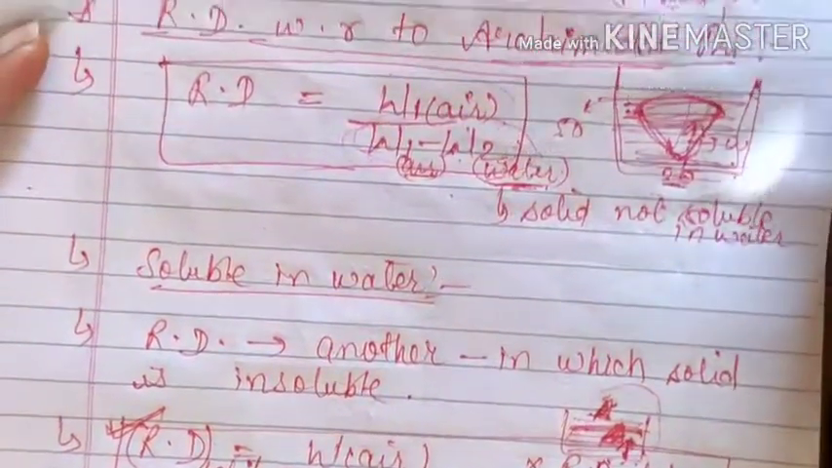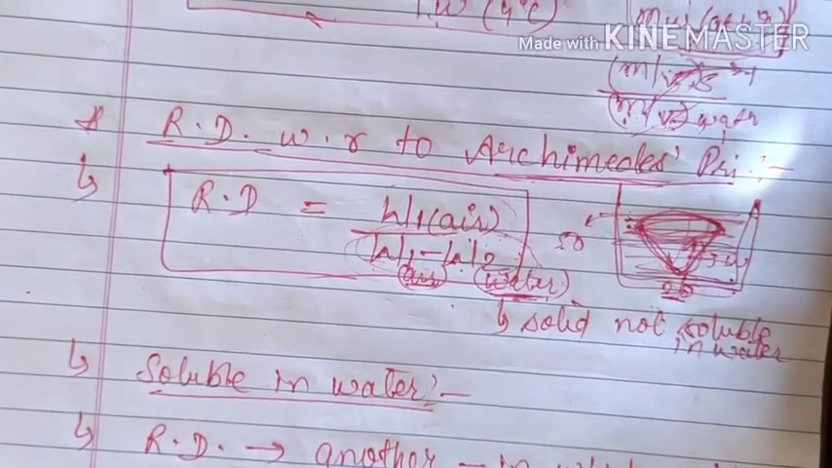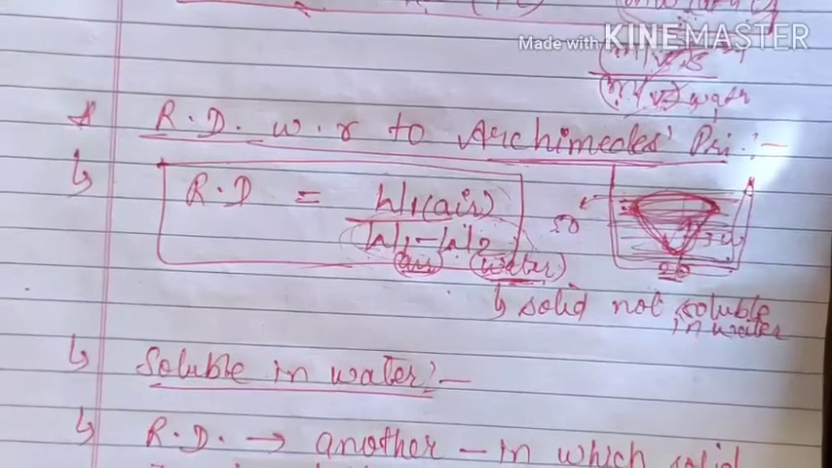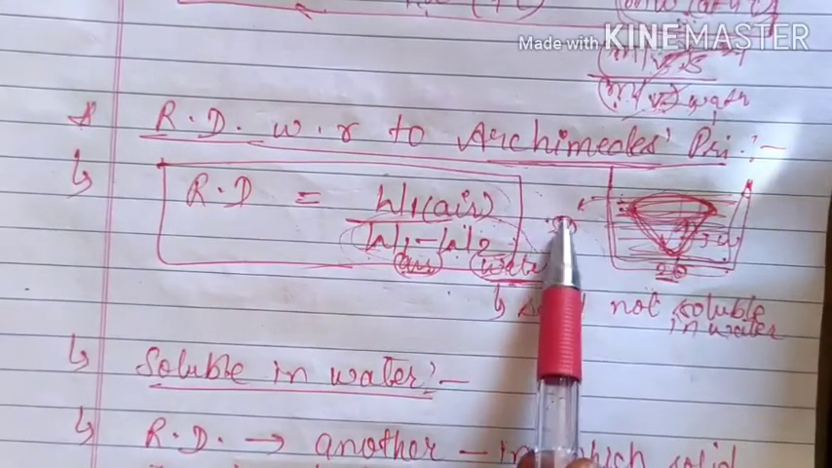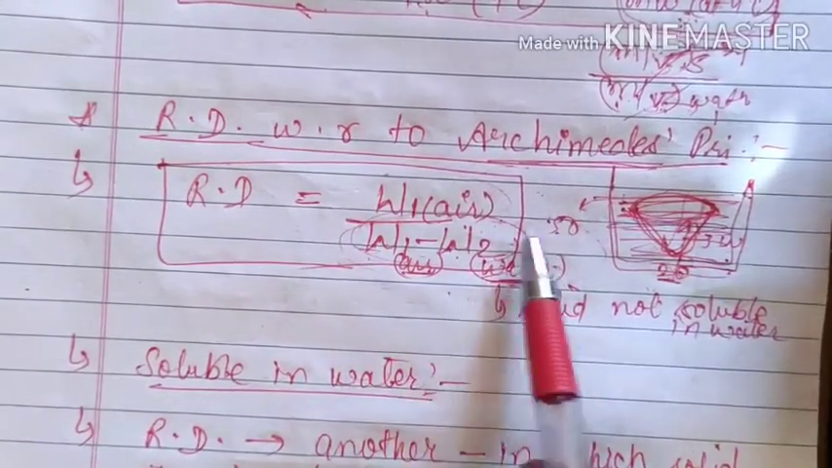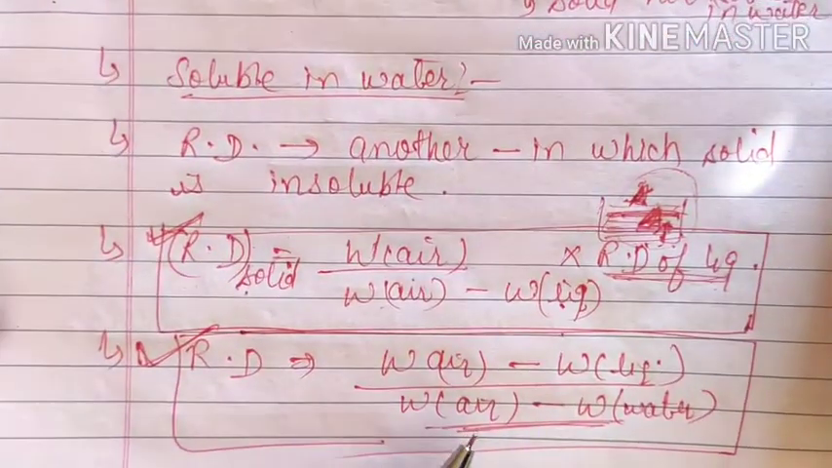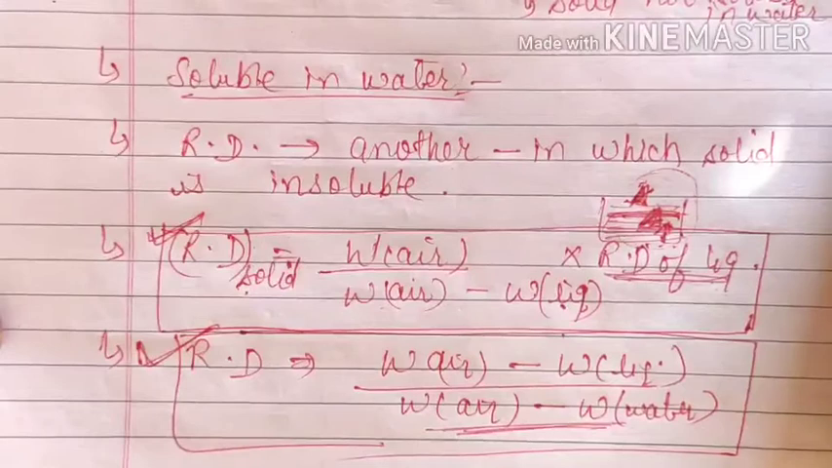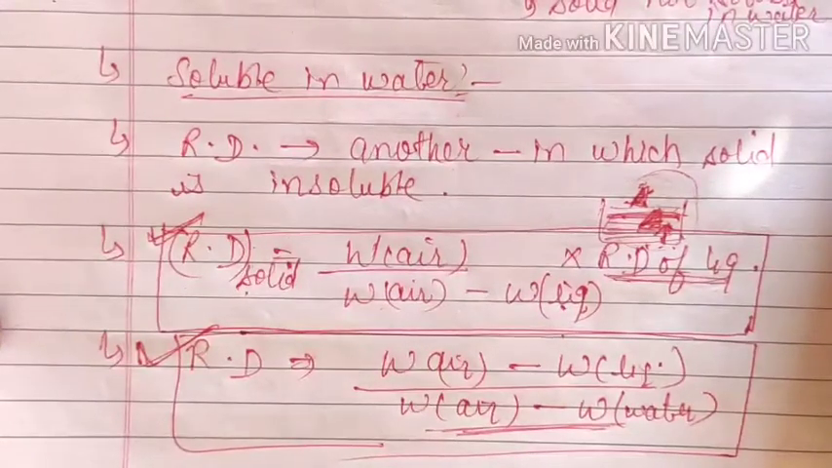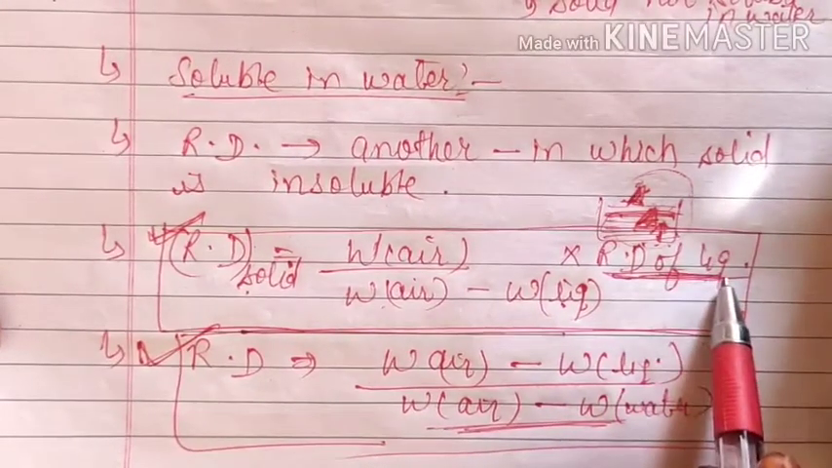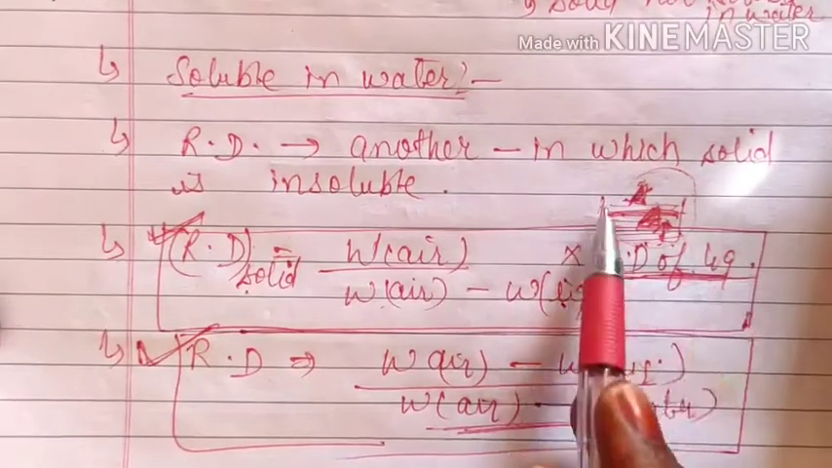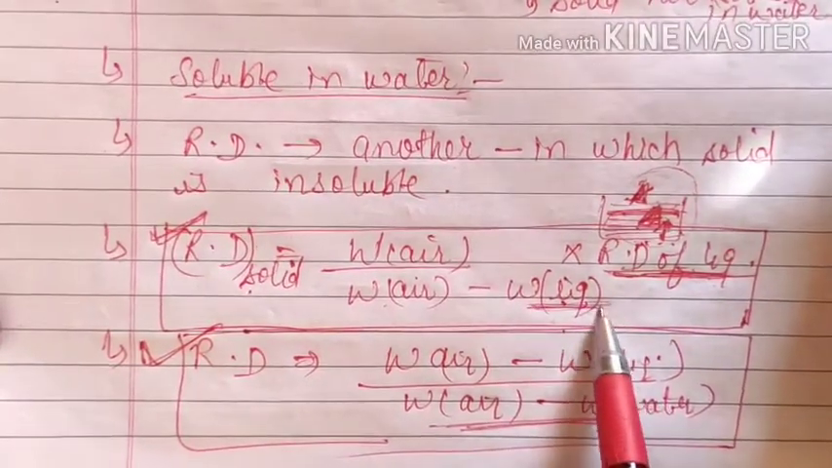That means we have two cases. If the body is insoluble, as normally we have, then you have to use the simple formula, that is weight of object in air upon weight of object in air minus weight in water. And if your solid body is soluble in water, then we will need the relative density of a particular liquid in which it is insoluble. Then here also we will include the liquid.